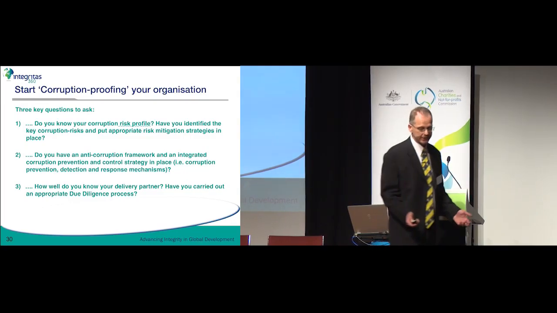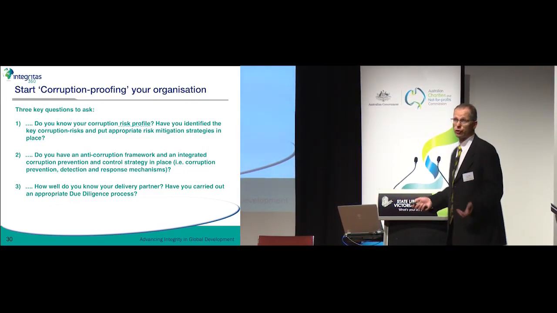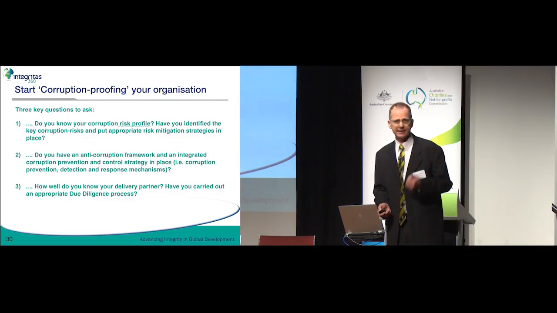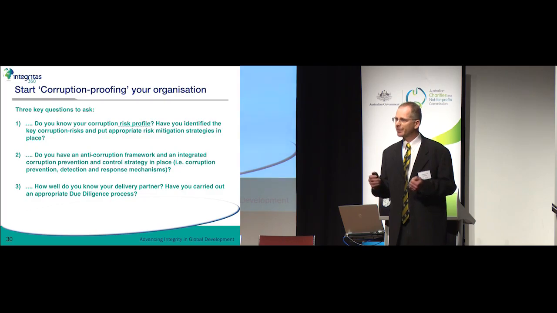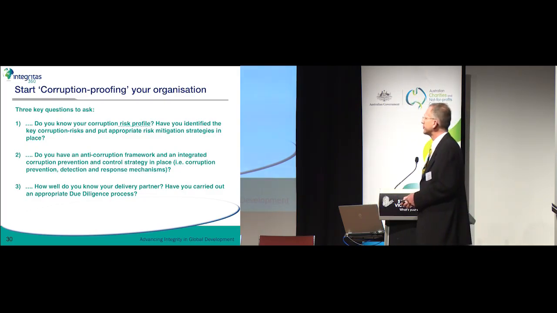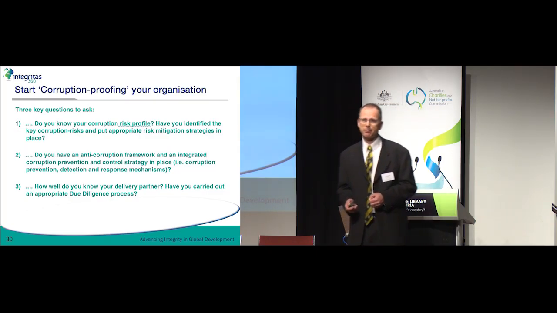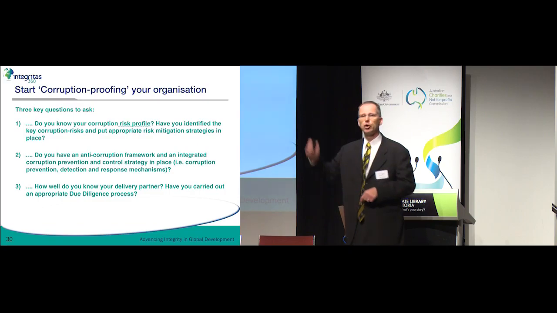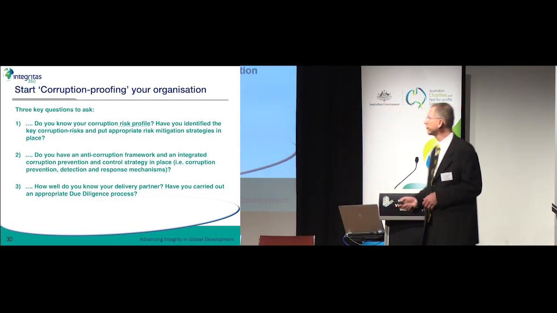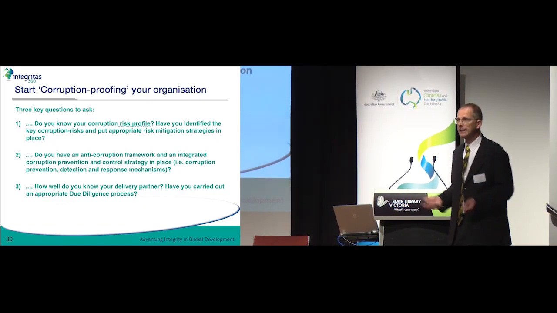And there's three questions I think you can take away from today and ask yourself. Do you know your corruption risk profile? Do you really know it? It's not something necessarily that most people would be able to have the background to do, but it's a key point you must be aware of if you're sending funds overseas. And do you have the appropriate risk mitigation strategies in place? Not only what is your risk profile, what is your partner's risk profile in country? Do you have an anti-corruption framework and an integrated corruption prevention and control strategy in place?